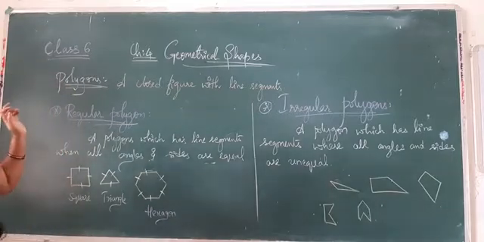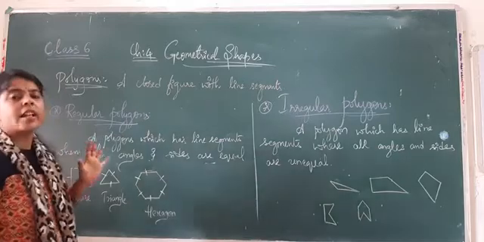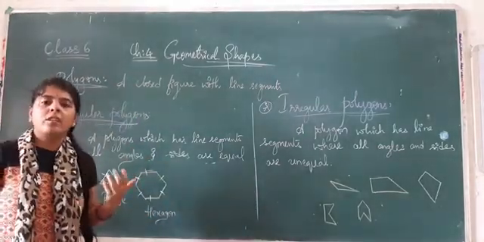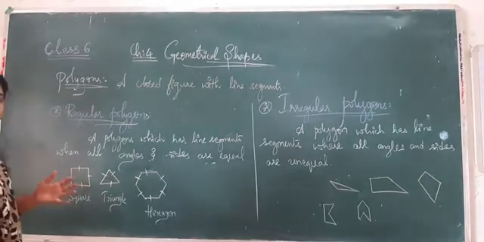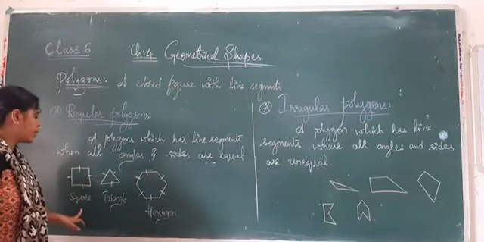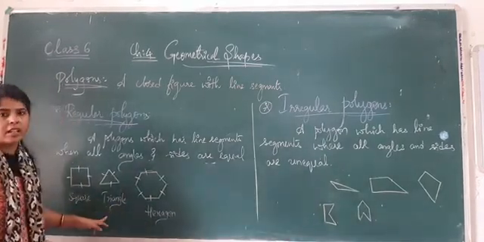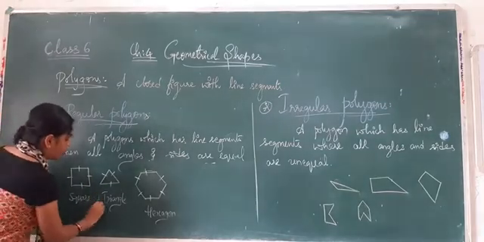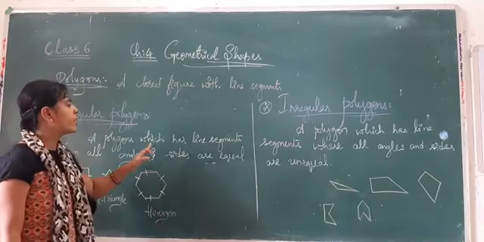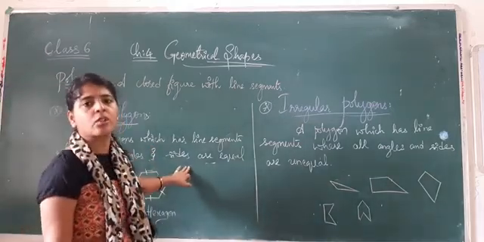In regular polygons, what you are going to see here is that all the sides are equal. For example, you can take a square or a hexagon. Whichever example you take, all the sides should be equal. For example, I have taken a square, a triangle, and a hexagon. Triangle means an equilateral triangle here, because all the sides are equal. So a polygon made of line segments where all angles and sides are equal is called a regular polygon.